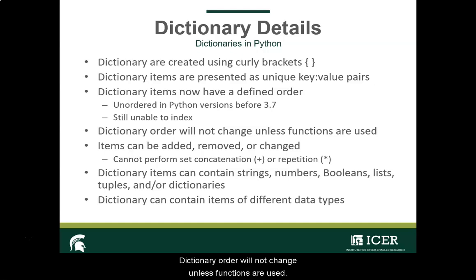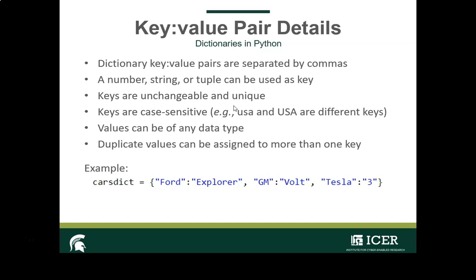Dictionary order will not change unless functions are used. Items can be added, removed, or changed. Dictionary items can contain strings, numbers, booleans, lists, tuples, and/or other dictionaries. And dictionaries can contain items from different data types. Dictionary key-value pairs are separated by commas.